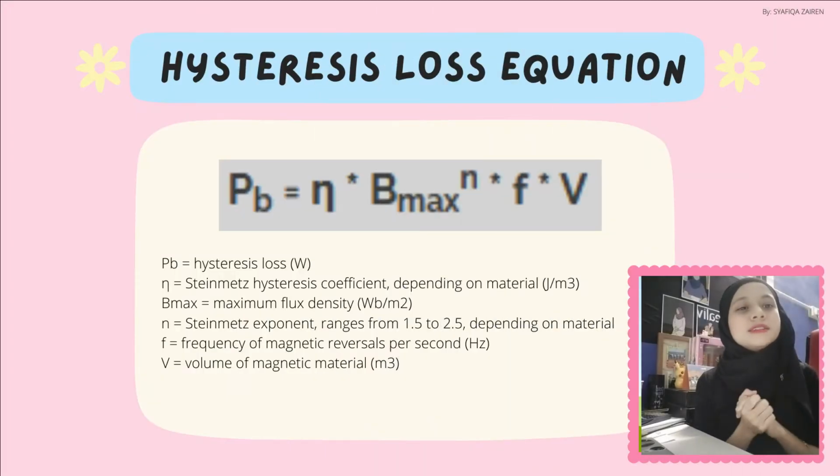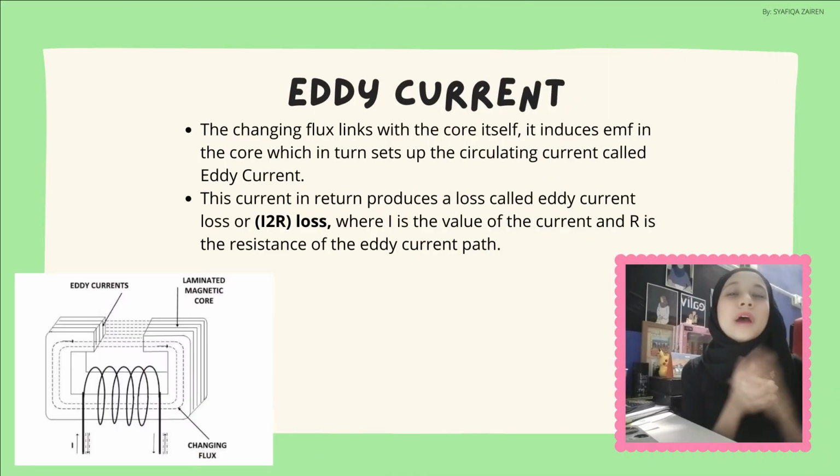Next is the hysteresis loss equation. The equation is P_h equals η times B max to the power of n times f times V. So next, we go to eddy current.